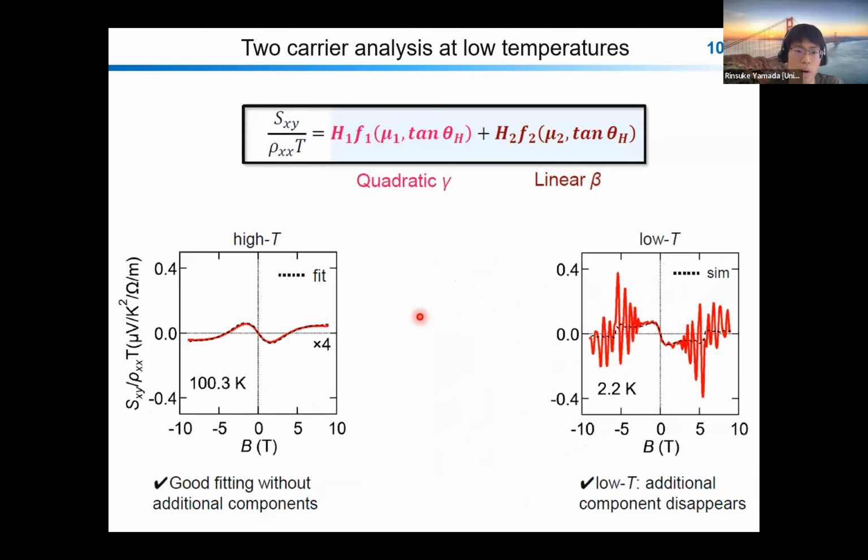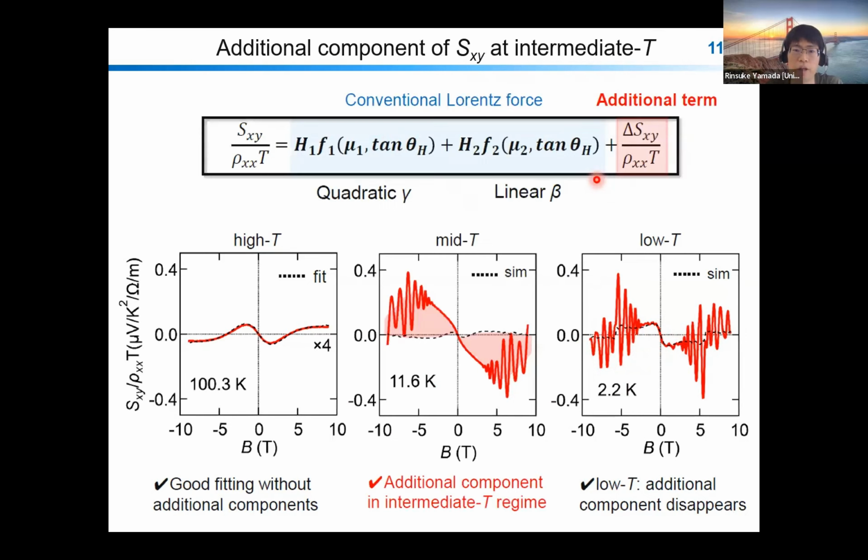Furthermore, we extended this analysis down to the lowest temperature. Here I am first showing the result at the lowest temperature of 2 Kelvin. You can see that at 2 Kelvin, we can explain the experimental observation only by assuming the two-carrier contribution of gamma and beta pockets. However, in the intermediate temperature regime, we found that there is a large discrepancy between the experimental observation and the two-carrier model simulation. We'd like to discuss the origin of this additional component in the Nernst effect.